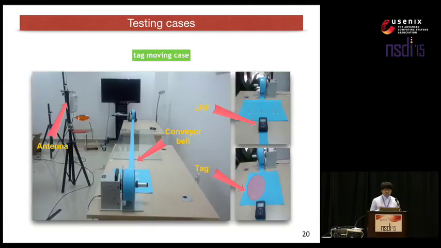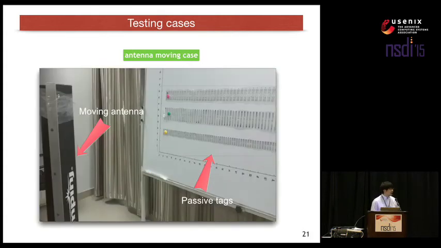To examine the effectiveness and robustness of our relative localization scheme, we test it in different cases. The first testing case is called the tag moving case. In this case, we attach different numbers of RFID tags with different spacing on a moving conveyor. The reader antenna is set to be 1 meter away from the moving conveyor. The second case is called the antenna moving case. In this case, we attach a set of RFID tags on a wooden board. Then we mount the reader antenna on a moving rack and push it manually to sweep these tags.